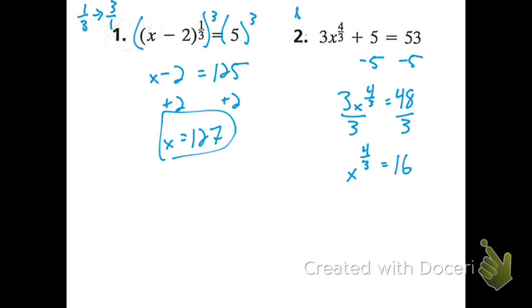Now, there should be a little star next to this one too, because this is a fishy problem. A little circle here, because when we take each side to the 3/4 power, once again, that is the reciprocal of 4/3. This is the same thing as saying the 4th root of 16 to the 3rd power.